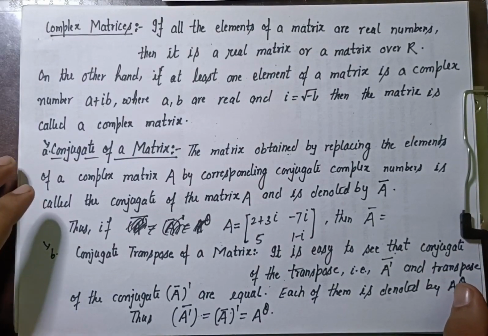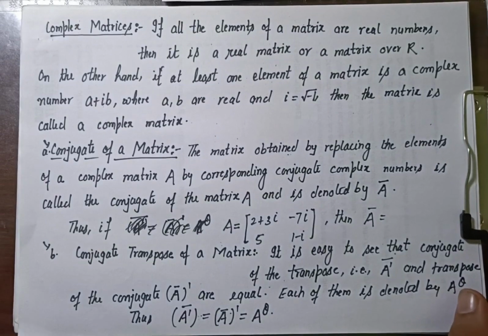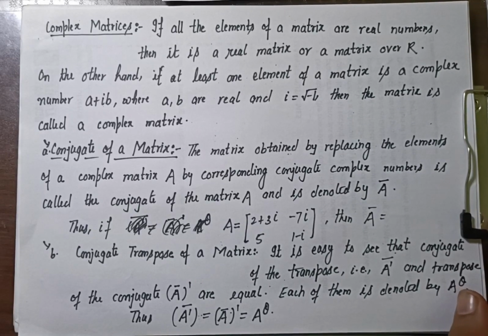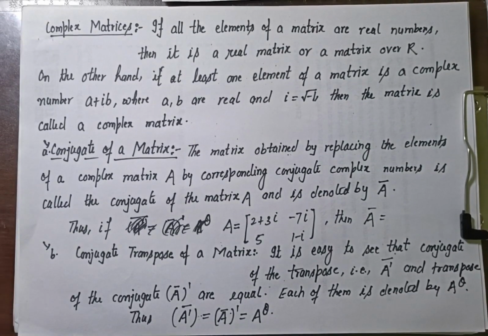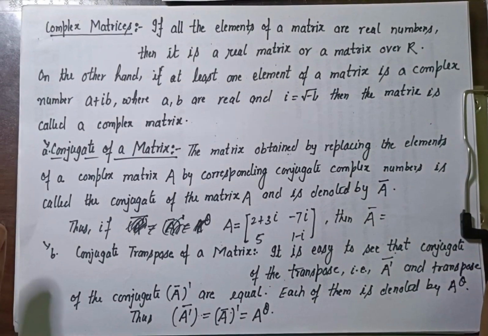Hello students, today we deal with complex matrices, the conjugate of a complex matrix, the conjugate transpose of a complex matrix, Hermitian matrix, skew Hermitian matrix, and the unitary matrix. These are very important topics. Okay, so very simple definitions and simple explanations are there.